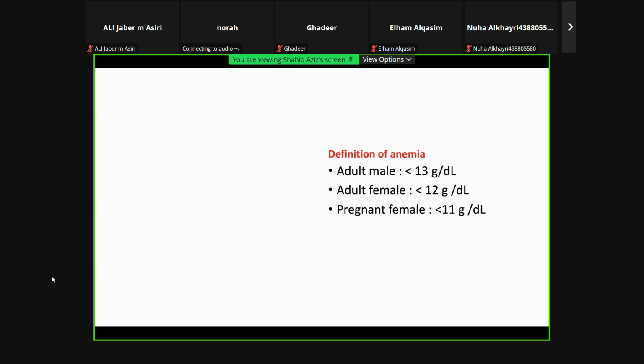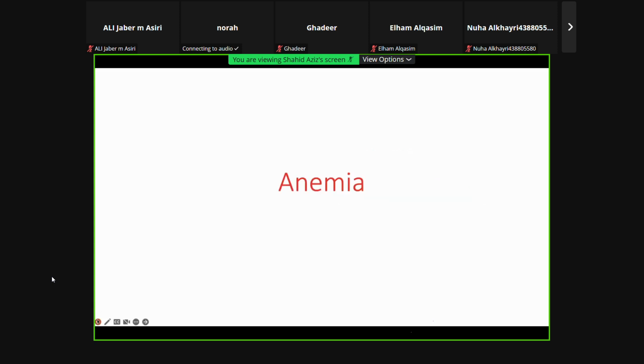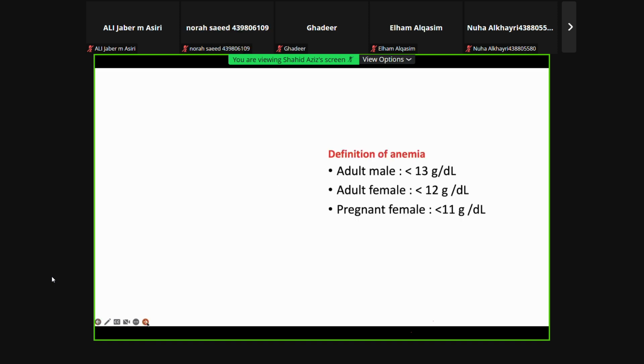Now we'll be talking about anemia. Just a basic definition of anemia. Anemia means decreased oxygen carrying capacity of blood. The definition of anemia is variable. It depends upon the gender of the patient, whether male or female. It also depends upon whether the patient is at sea level or at high altitude, and also on the different underlying etiologies of anemia. But in general, the definition of anemia for an adult male is when the hemoglobin is less than 13 grams per deciliter, or 100 ml of blood. For an adult female, it is less than 12 grams per deciliter of blood. And in the case of a pregnant female, anemia is considered to be present when the hemoglobin is less than 11 grams per deciliter.